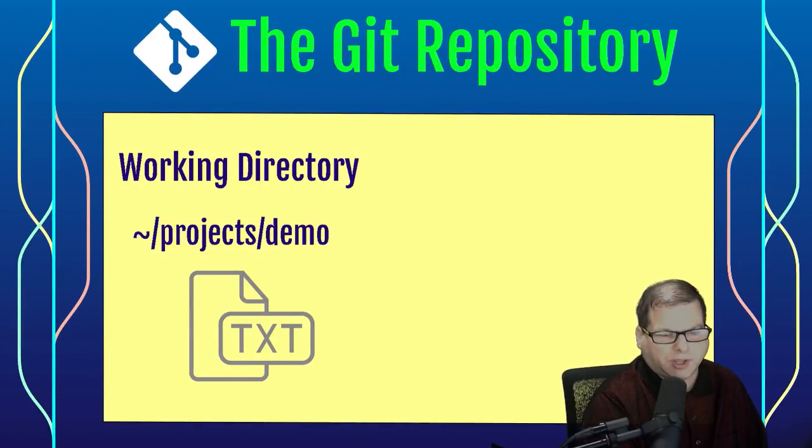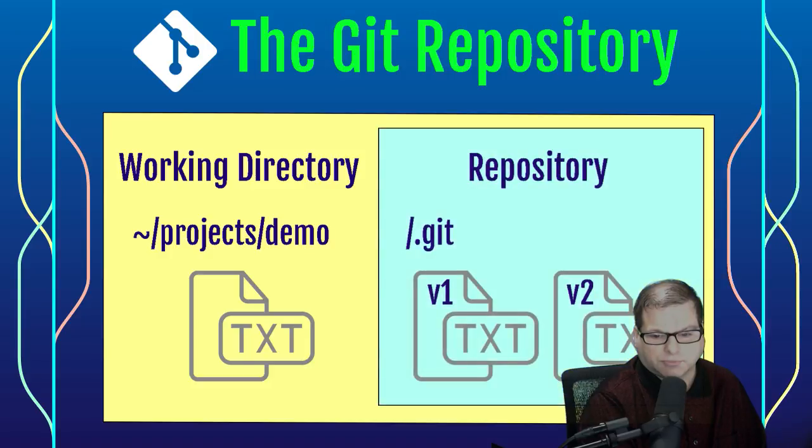So looking at my illustration here, the working directory is the directory we're currently in. That contains any files or folders that are part of our project that's being managed by Git. Then within the root directory of our project, we have our .git folder, which is the actual repository. That contains all the files and all the revisions of the files that's being tracked by Git.